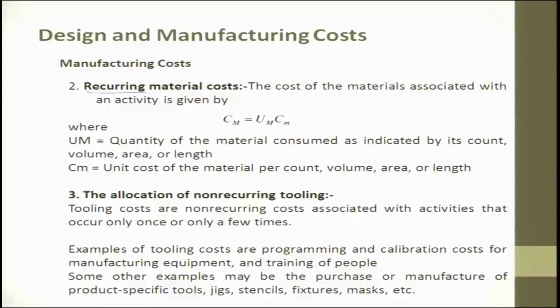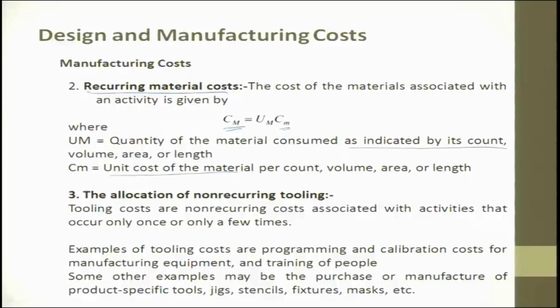So, the recurring material cost can be further found out. The cost of a material associated with an activity can be given by CM equal to UM into CM. And what is UM? UM is the quantity of material consumed as indicated by its count, volume, area or length. CM is the unit cost of the material per count. So, we try to calculate the recurring material cost in terms of CM.